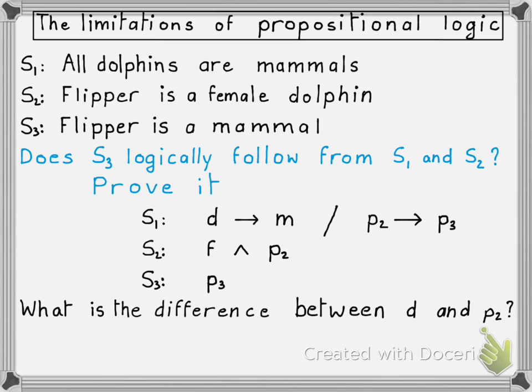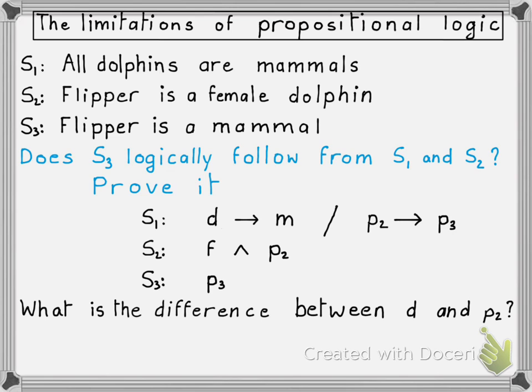So, even though this new argument, including this conditional, appears to be valid, it is not a correct logical translation of this argument because P2 implies P3 is not an appropriate translation of S1. All dolphins are mammals is completely different from if Flipper is a dolphin, then Flipper is a mammal. It almost seems like we introduced the proposition that we needed in order to prove the conclusion. That's exactly what we did.